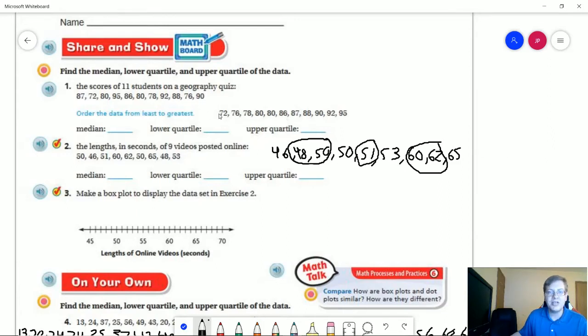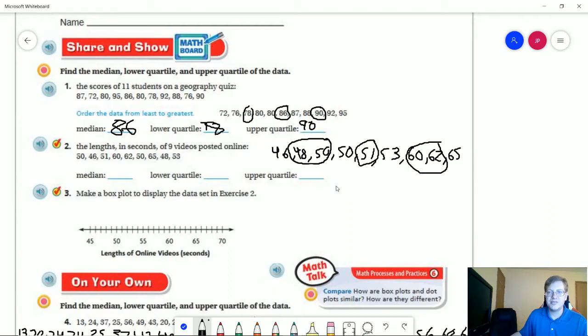So for number one, we already have everything written in order. So we have 11 values. So we can count over to our sixth one to get our median. We are going to take the center of our left set of 5 and the center of our right set of 5 to get the other two numbers. So the lower quartile will be 78, upper quartile will be 90.